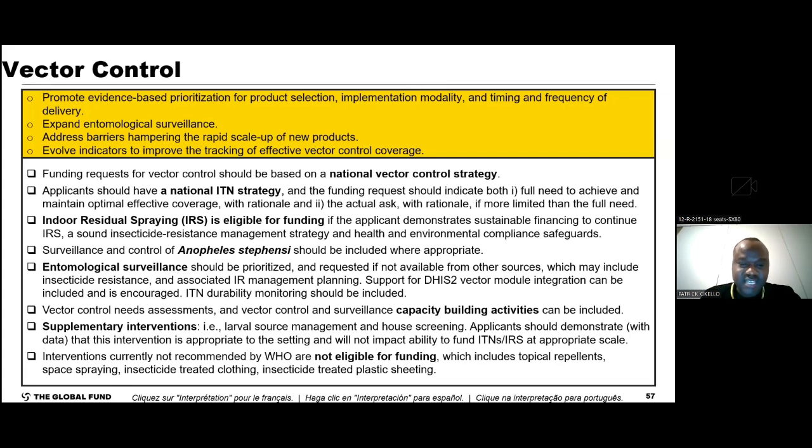so that we have the information necessary to help us address resistance, and link all of this to capacity building activities. For supplementary interventions, while we recognize their importance, we follow WHO guidance. Like on larval source management, we have to fulfill the 3 conditions of fixed, few, and findable. And generally, the advice is let's first fully ensure that we fund the conventional approaches, ITNs and IRS, before we can probably open up, if funding allows, to the other supplementary interventions. Next slide.